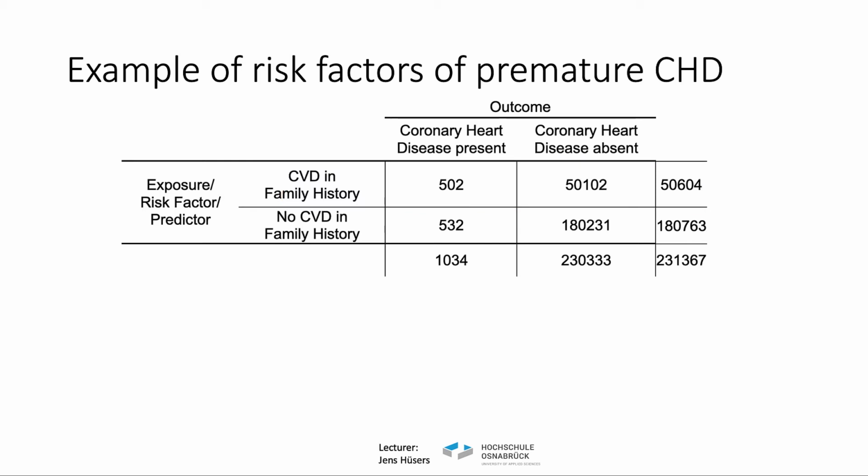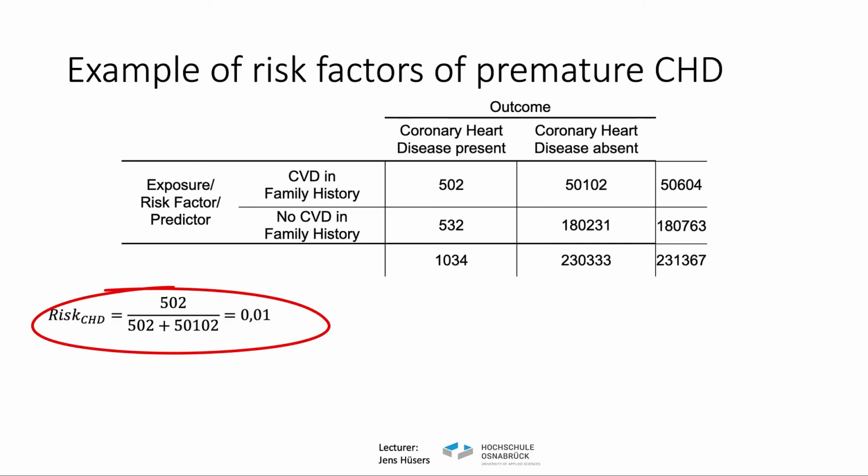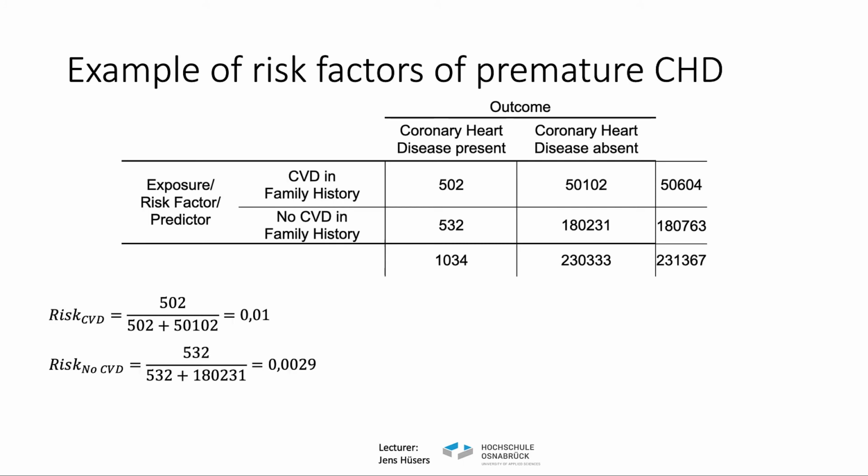In this group, 502 of 50,604 subjects have coronary heart disease. The CHD risk for exposed subjects is 0.01. Next, out of 180,000 subjects without a family case of cardiovascular disease, 532 suffer from CHD, although they are not exposed. To calculate the risk of the non-exposed, we repeat the procedure and get a risk of 0.0029. Now, risks have two nice features.